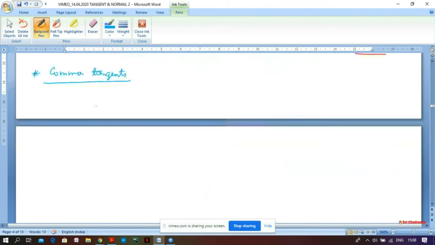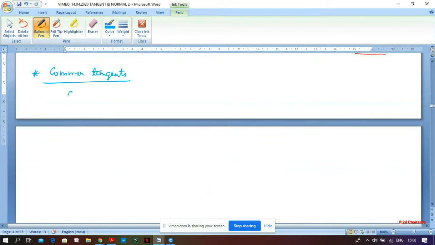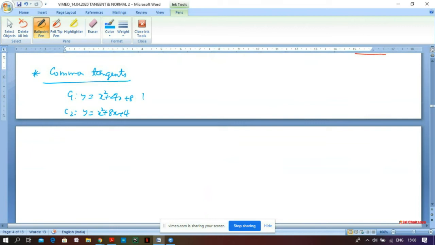So let's understand with the help of an example. Suppose we have two curves. Let's call curve C1: y equal to x square plus 4x plus 8, and curve C2: y is x square plus 8x plus 4. The 8 and 4 are swapped, but that does not matter. Simply there are two quadratic curves. So these two curves are given.